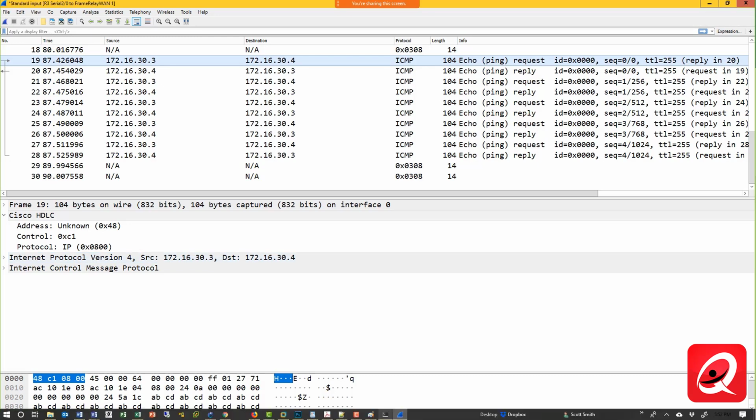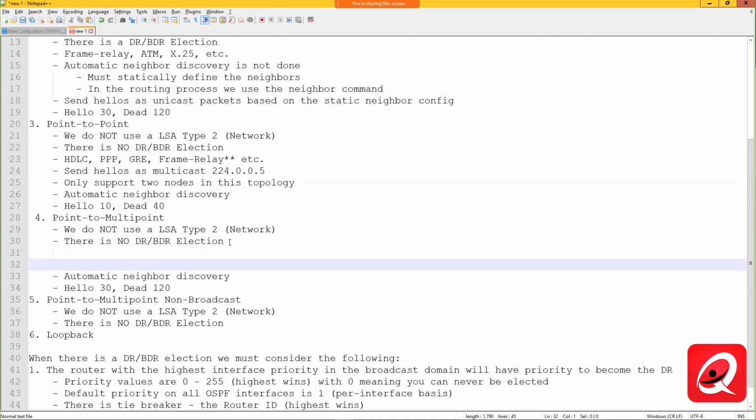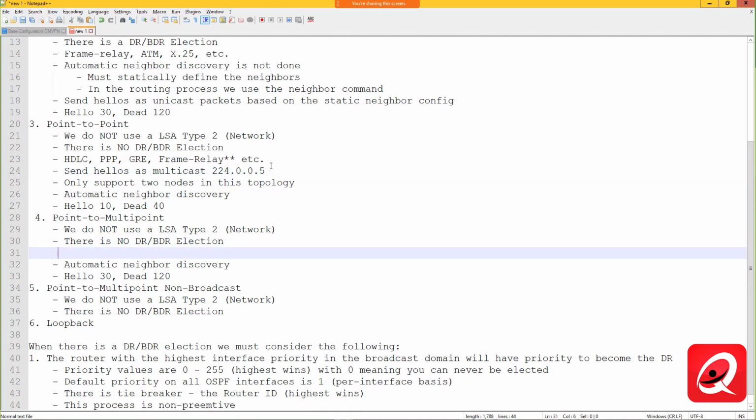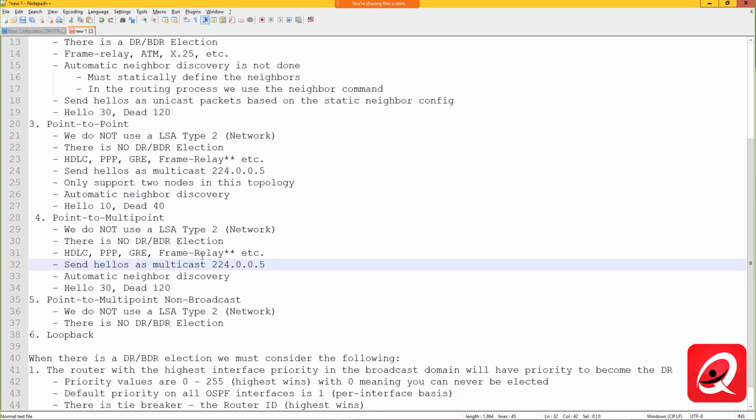Now, one other aspect of this configuration that I want to look at. Let's make sure I think we've got our point to multipoint. Point to multipoint is going to be similar, right? It's going to be the similar topologies that we're going to see. Let's see, no DR/BDR election, so that will go after that. And because there is no DR/BDR election, we're going to send hellos. Automatic neighbor discovery is allowed in point to multipoint, so we're going to send hello packets using multicast, and so on. All right.